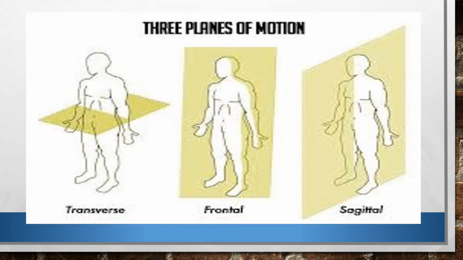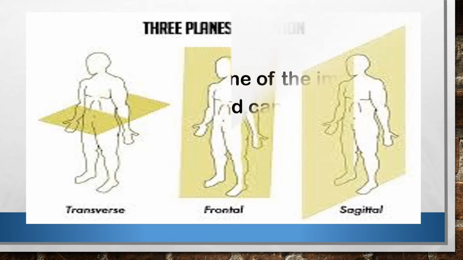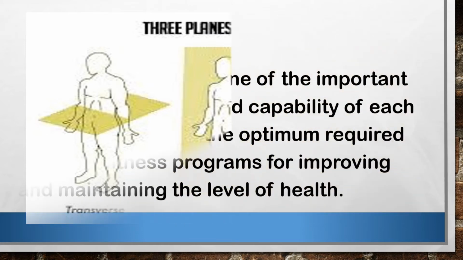Now, these are the three planes of motion. The transverse, that is a half of the vertical part. The frontal, that is the whole part of the front of your body. The sagittal is the whole one side part of the body. So take a look at this picture. This is a very good example of the parts of the body planes: a coronal or frontal plane, transverse plane, and the sagittal plane.